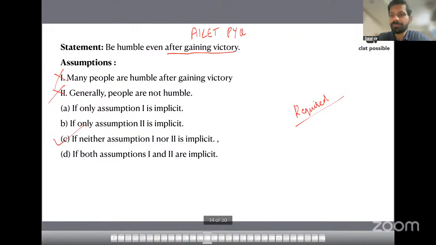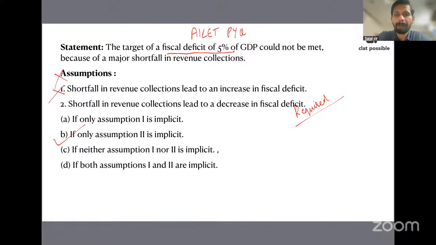Okay, everyone, let's do this one. AILET PYQ again.